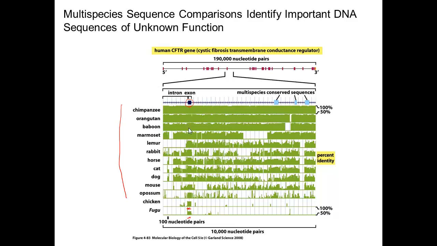These stay more related because there's important function based upon those sequences, whereas there is less selective pressure on the intron sequences. You can change those sequences more readily without deleterious consequences for function, oftentimes.